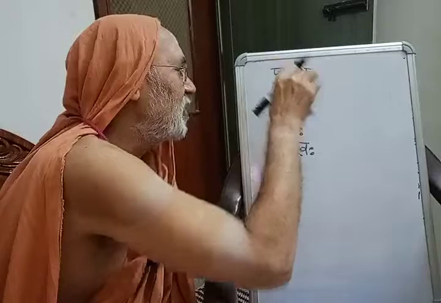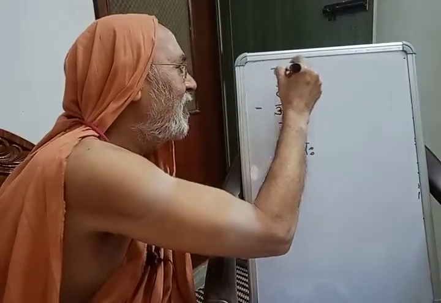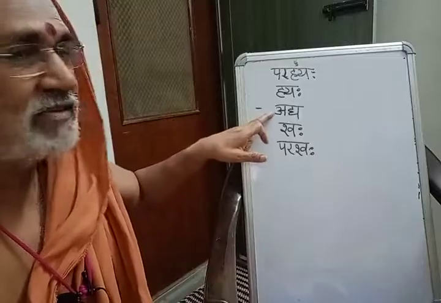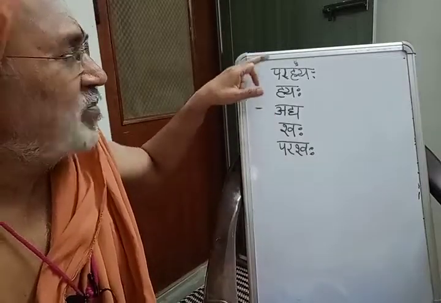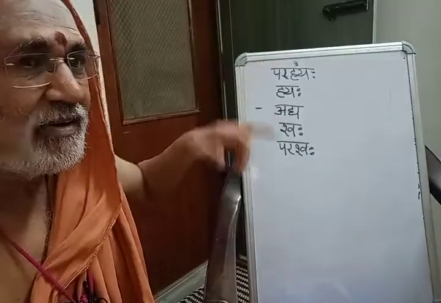This letter is coming with a double line. Okay, Adya is today, Hya is yesterday, Parahyaha is the day before yesterday. Tomorrow is Shwaha, the day after tomorrow.